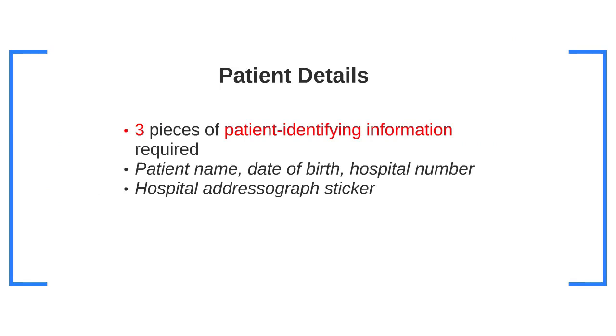It is important that the drug chart has at least 3 pieces of patient identifying information. The most common of these will be patient name, date of birth, and hospital number, so make sure you have the right patient. Next, we have R.